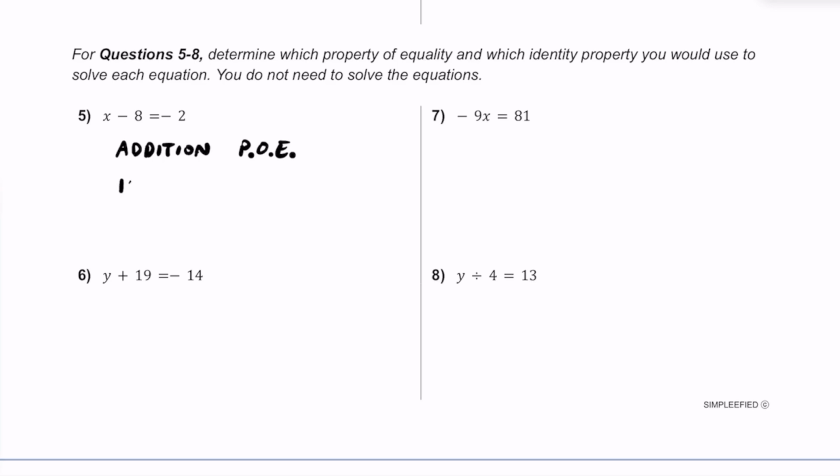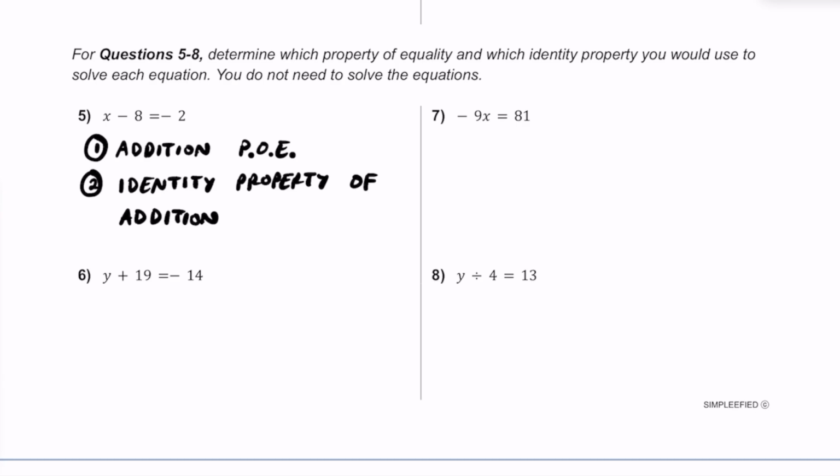Now, if that's the case, we would be using the addition identity property, right? So we can say the identity property of addition, okay? So these would be the 2 properties that we would use to solve this equation. First, we would use that addition property of equality, and then you would use the identity property of addition because we'd have a 0 in that equation.